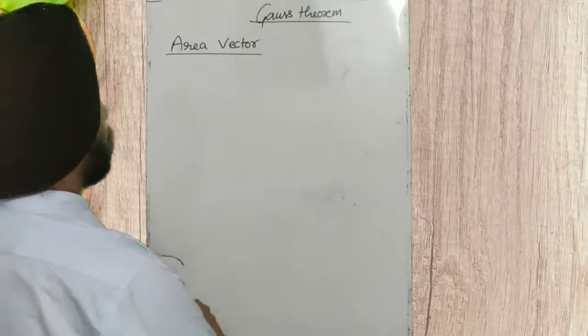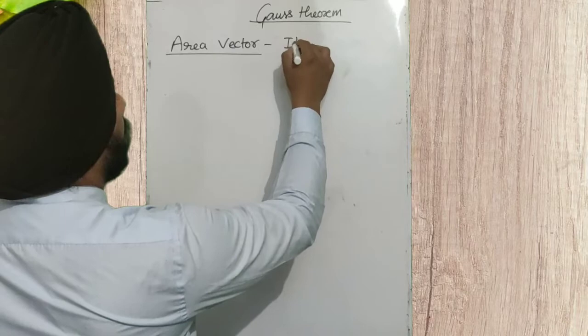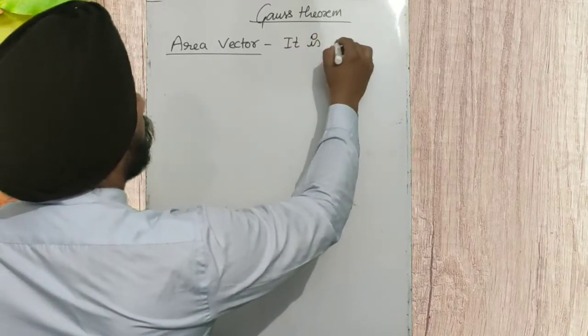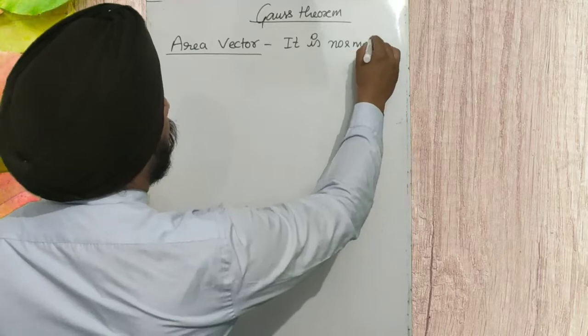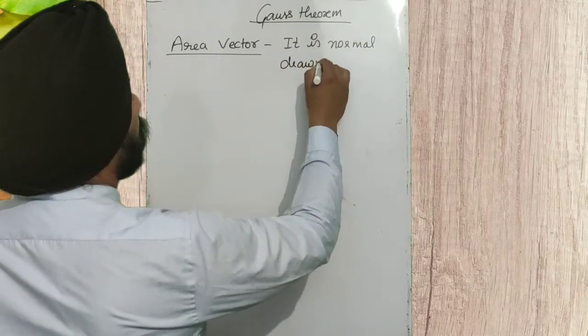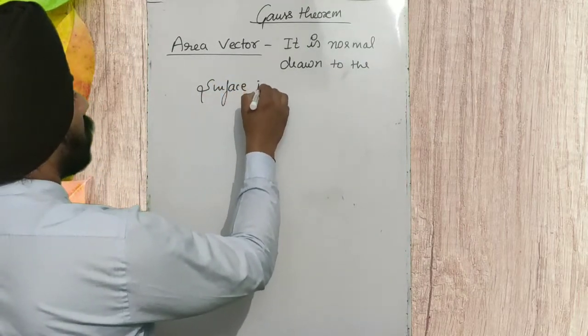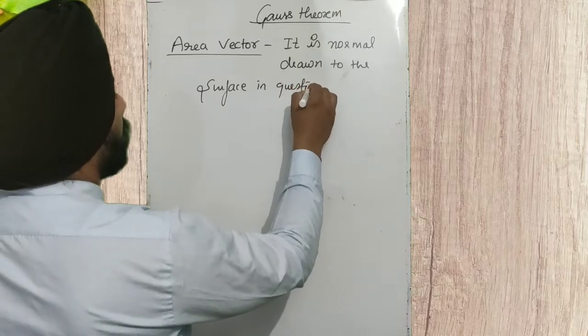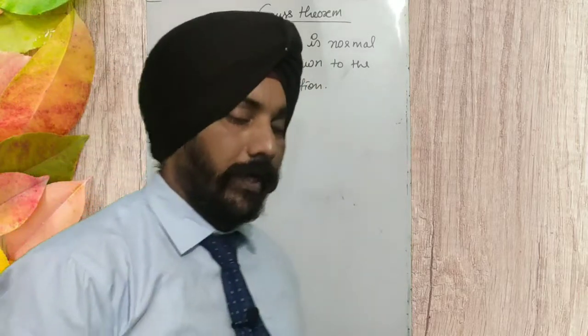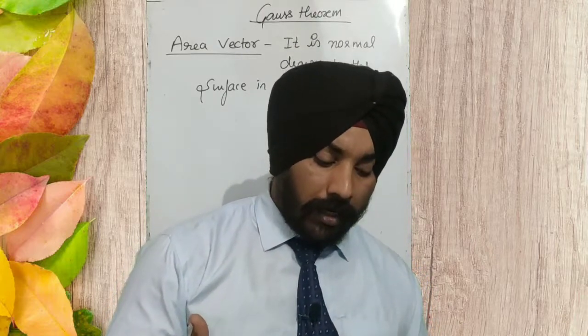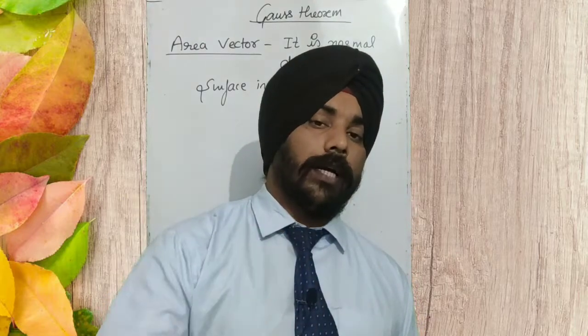Area vector is the normal drawn to the surface which we are talking about. So what is area vector? I am just writing the definition of area vector here. It is normal drawn to the surface in question. The surface for which we need the direction of area, the area vector will be perpendicular to that surface.